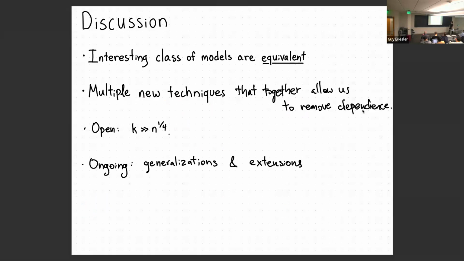All right, so to wrap up, we have an interesting class of models that's equivalent. There are several new techniques in here that we hope will generalize, or we expect to generalize in various ways that we're currently working on. There's this open question of how does one extend this to k bigger than n to the 1/4. So we have some ideas there, but like I said, there are multiple pieces in the arguments that really require this. Yeah, I'll end there.